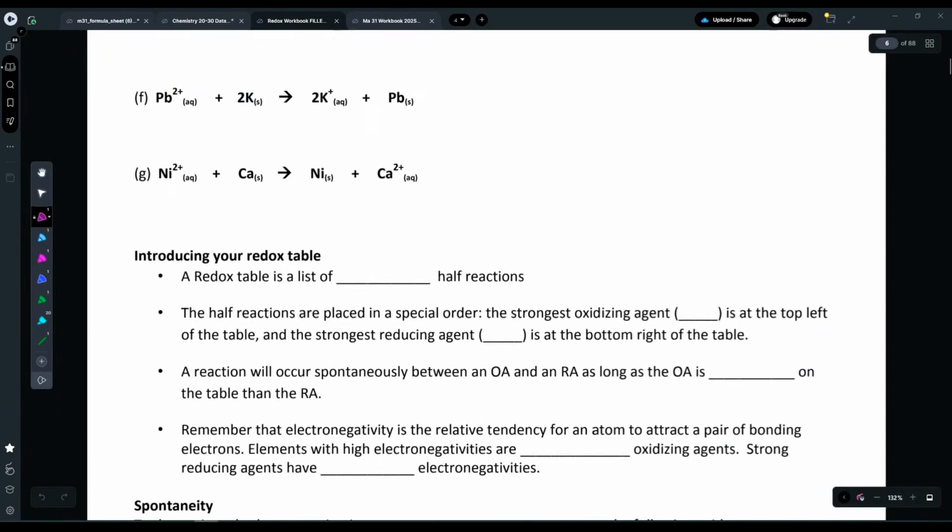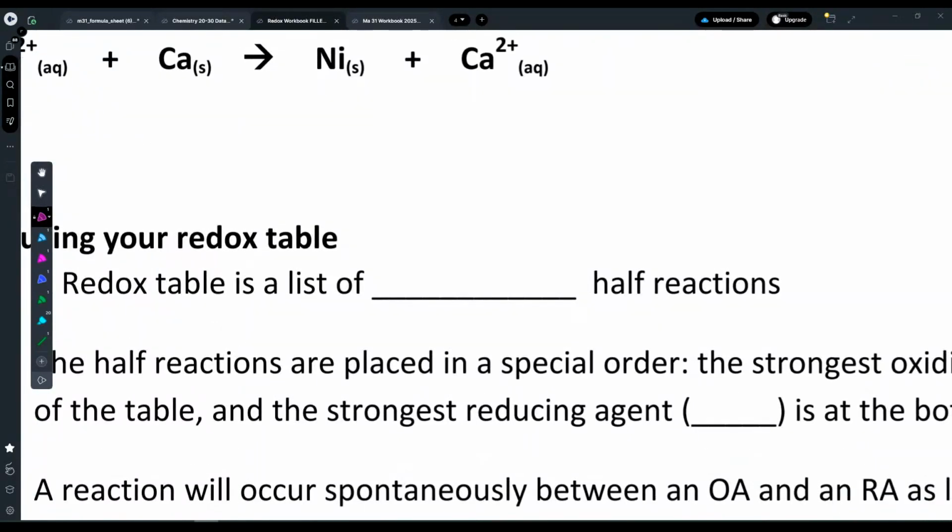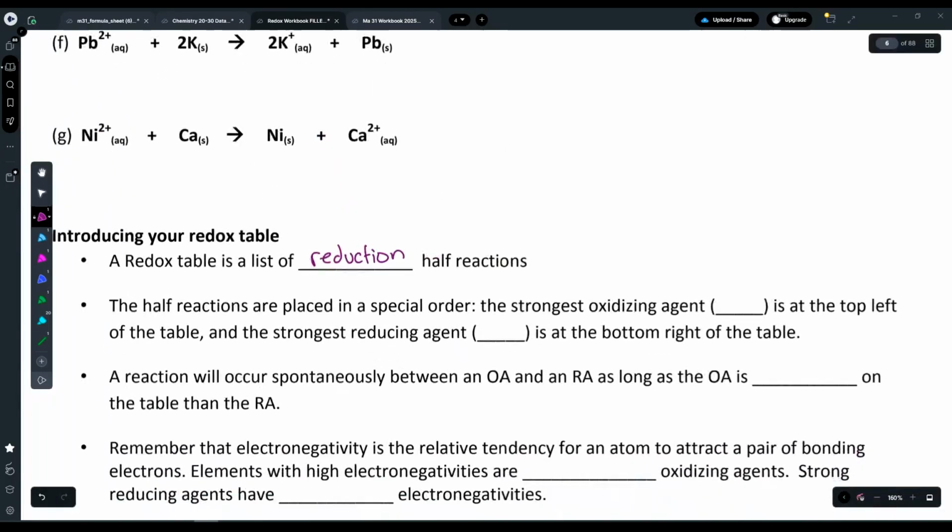So, a redox table is a list of reduction half reactions, reading it from left to right. Now these half reactions are placed in a special order. You're going to have your strongest oxidizing agent, which I'm going to abbreviate to SOA, at the top left of the table, and the strongest reducing agent, which I'm going to abbreviate to SRA, at the bottom right of the table.